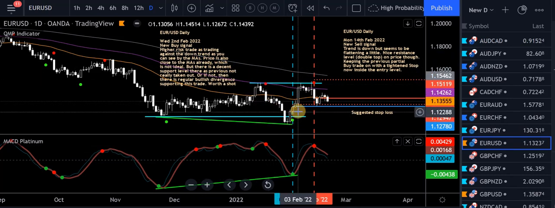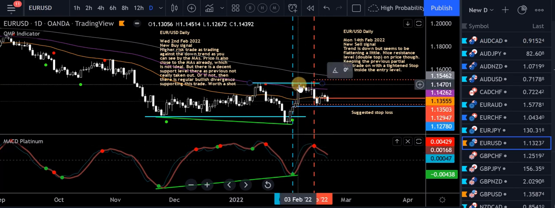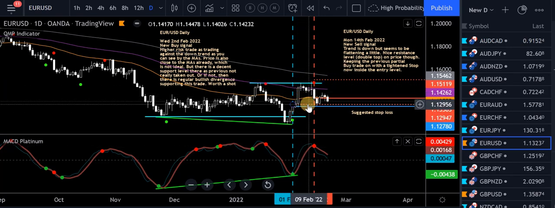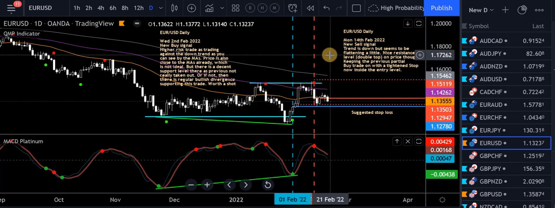So the buy went up. Again, this big candle in here somewhere. We're through the MACD platinum amongst the MAs, close half, drag the stop up. Then in the meantime, we get a sell trade here, this double top.